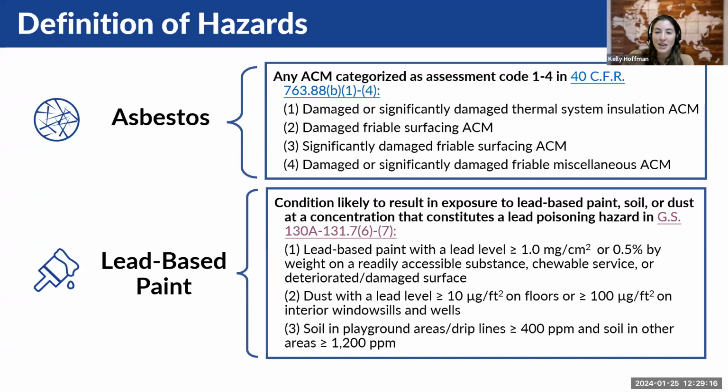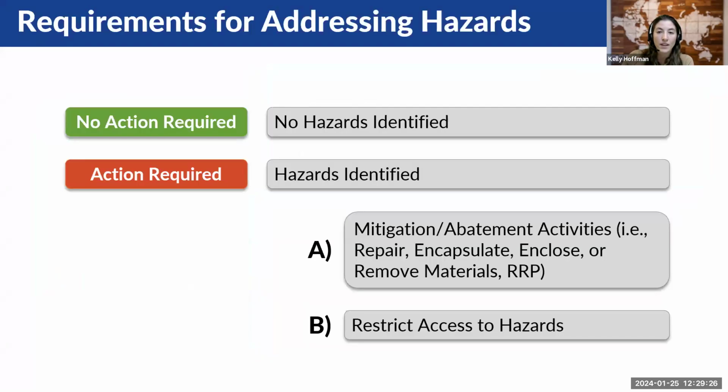What's important to note here is that properly managed asbestos-containing material and lead-based paint in good condition is not considered a hazard under this program. And yes, this is important because the new rule requires facilities to restrict access to any identified hazards until they are mitigated or abated. If the facility chooses not to mitigate or abate, they must restrict access to the hazard indefinitely. But there is no requirement to restrict access to or mitigate or abate asbestos-containing materials or lead-based paint that is in good condition.